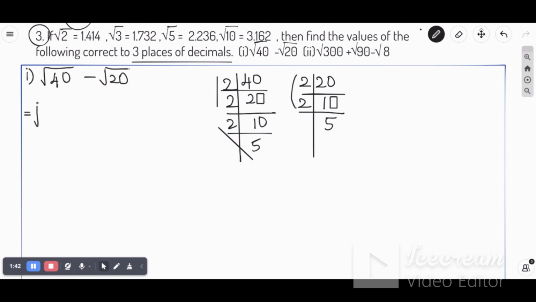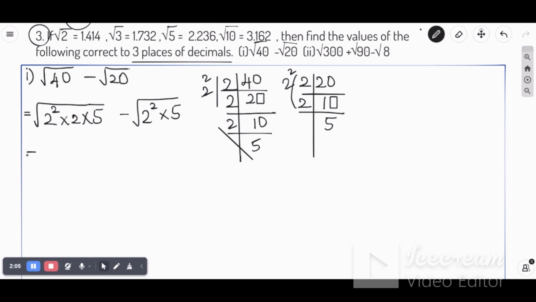So what I am going to do here is root 40 is equal to 2 into 2, which is 2 square, and then 2 into 5. This is equal to 2 square into 2 into 5. Now the next thing will be square root of 20. How can you write it? This is again 2 square into 5.